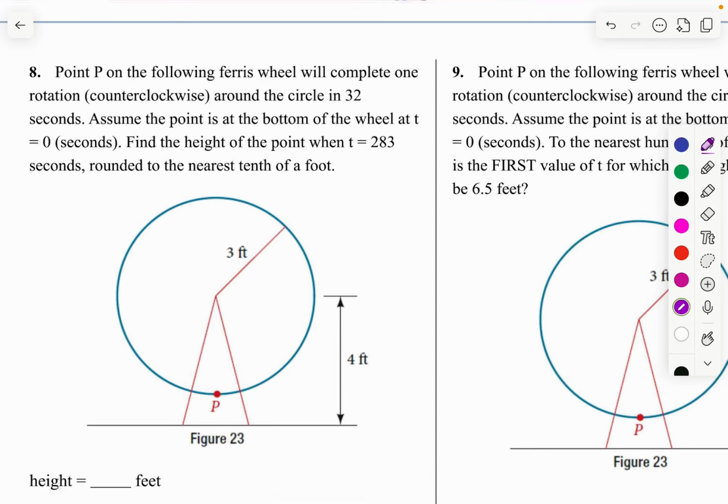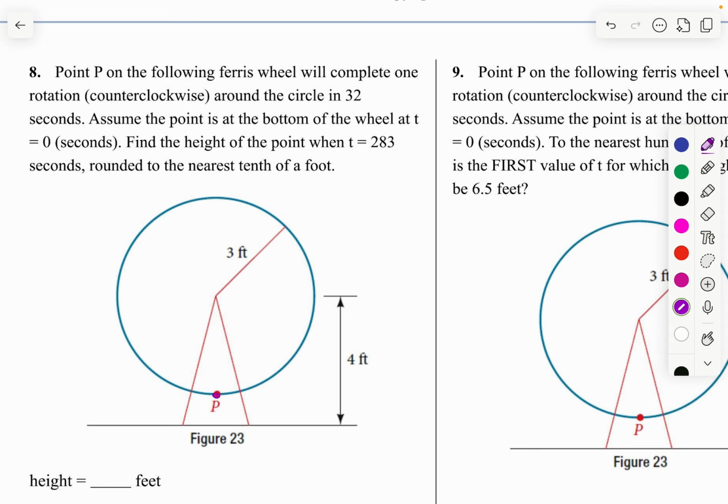Okay, this says point P on the following Ferris wheel will complete one rotation counterclockwise around the circle in 32 seconds. Assume the point is at the bottom of the wheel at t equals 0 seconds. Find the height of the point when t equals 283 seconds, rounded to the nearest tenth of a foot. First of all, it's a pretty small Ferris wheel, but nevertheless.